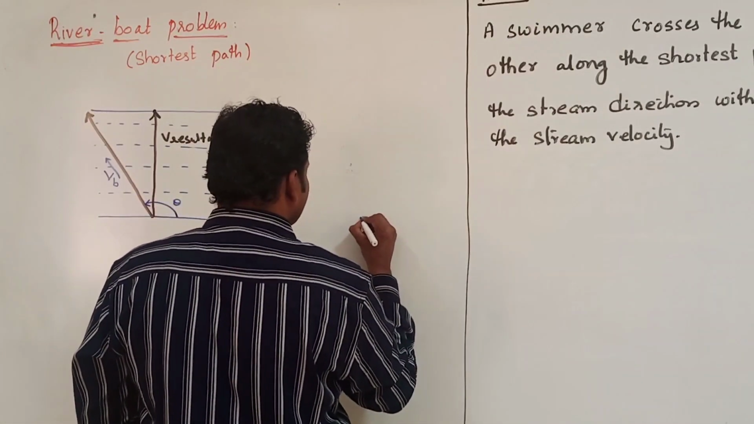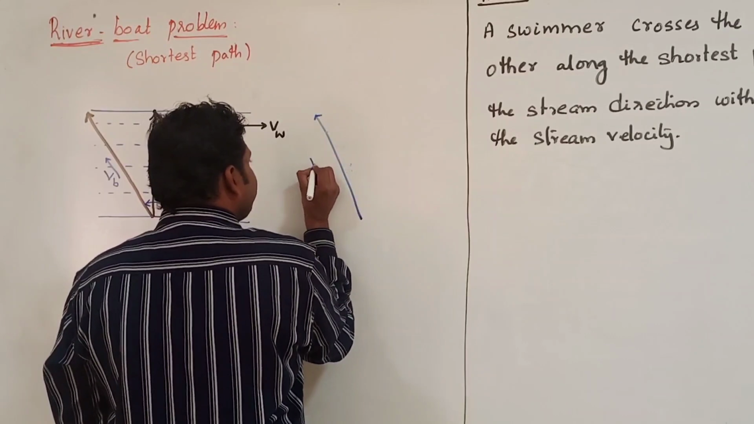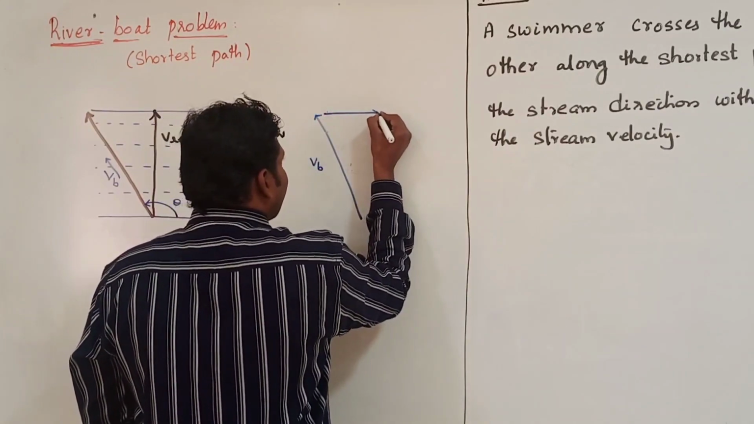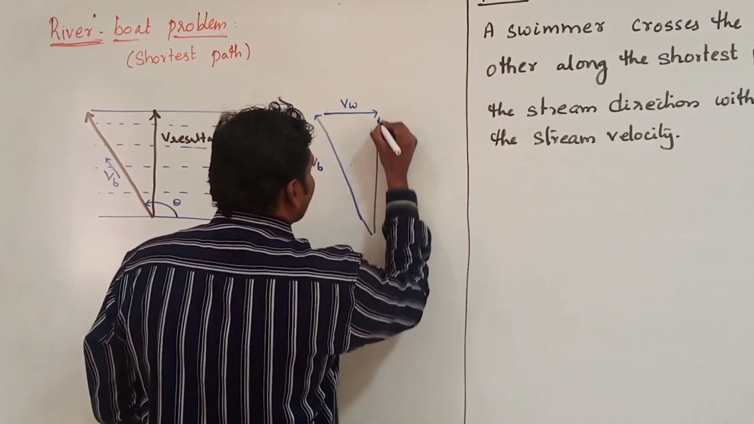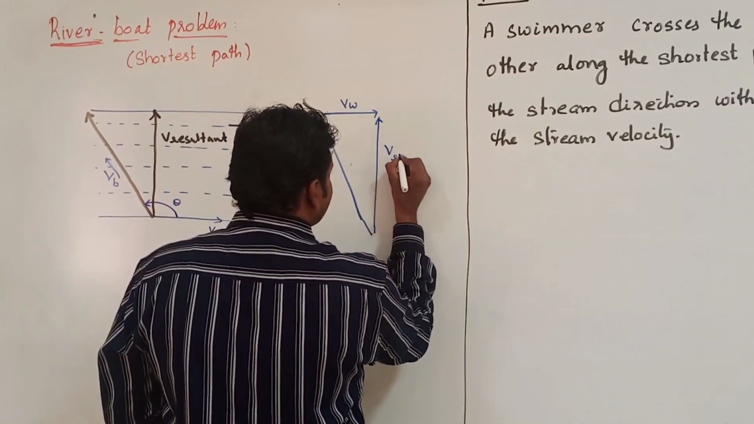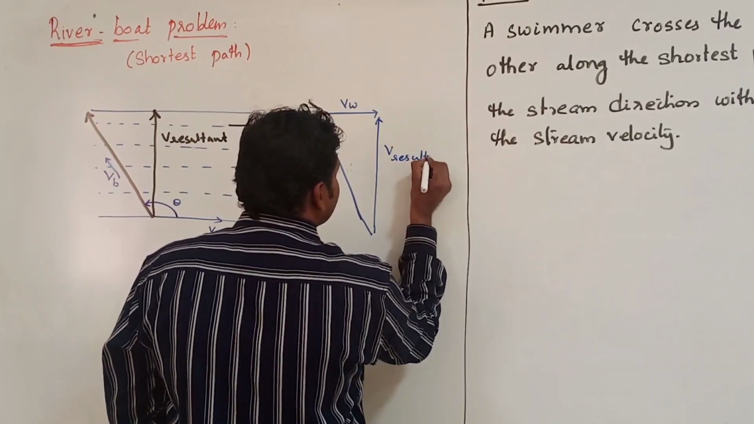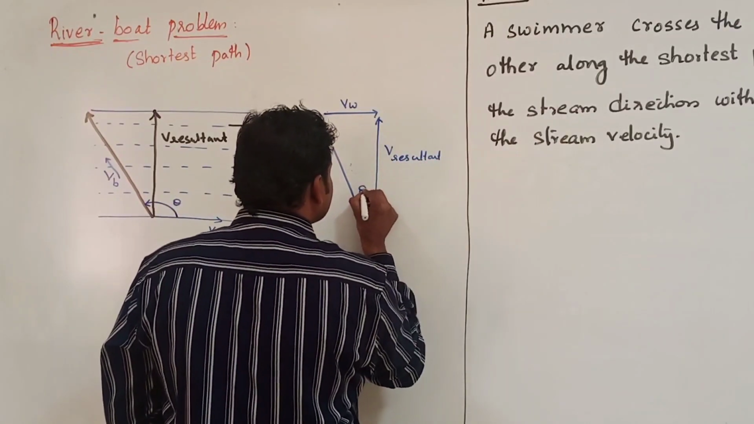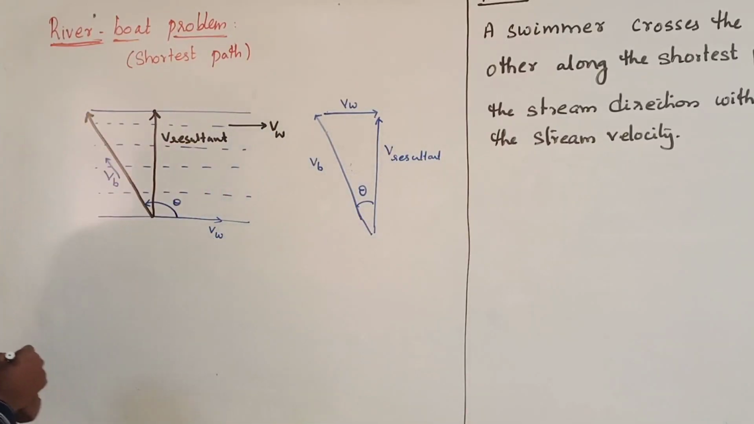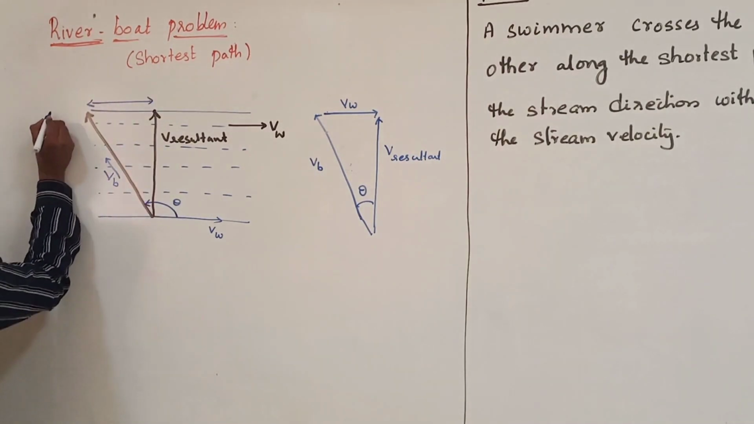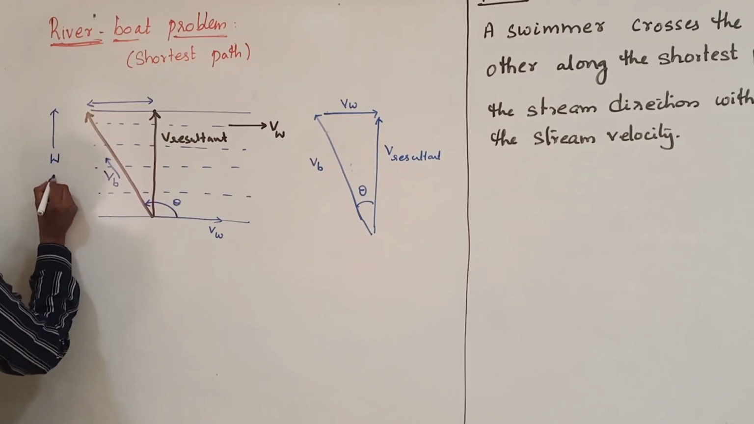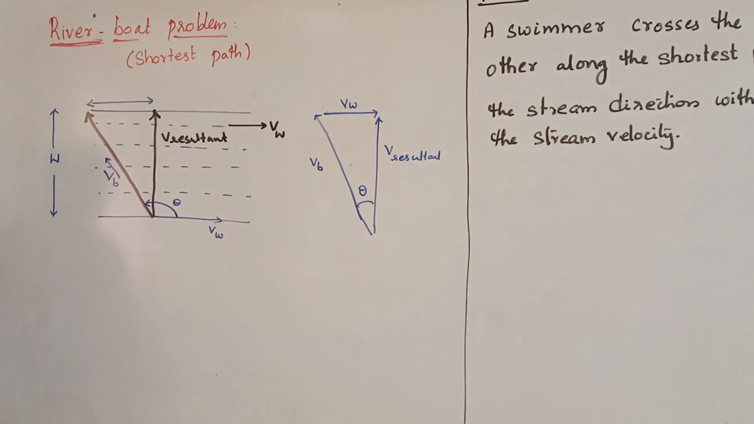The boat goes in this direction, VB. This is water, and this is the boat's resultant direction. This is theta. Of course, this is called the drift, and similarly, whatever the bank and time, all can be calculated in that way, right?